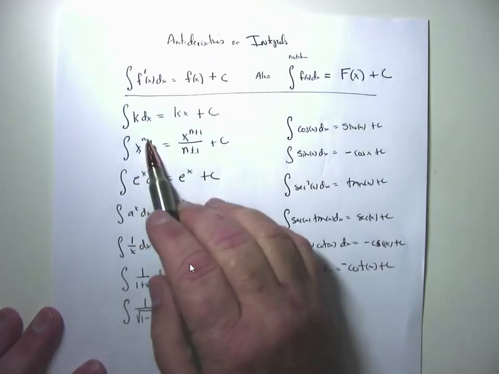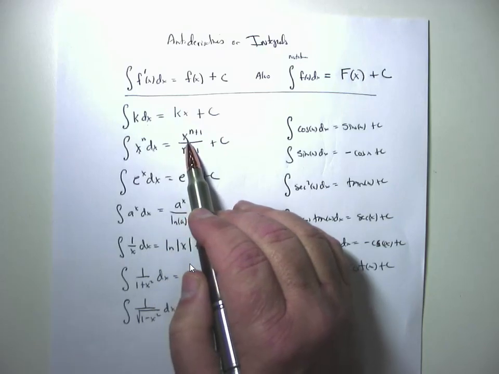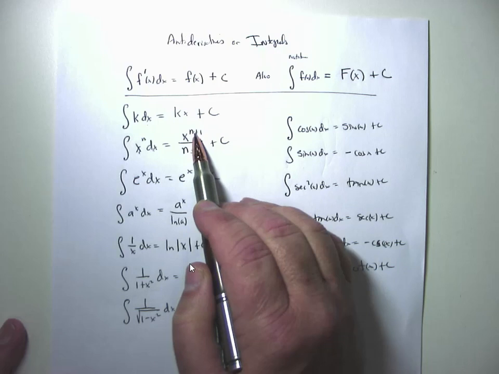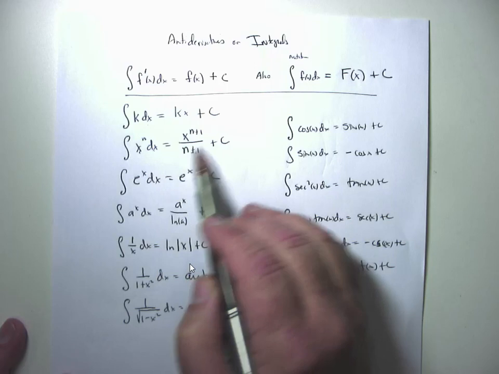Integral of x to the n dx is equal to x to the, instead of the derivative where you put the exponent out front, to do the opposite of that, you add 1 to the exponent and divide by that same exponent. X to the n plus 1 over n plus 1 plus c.